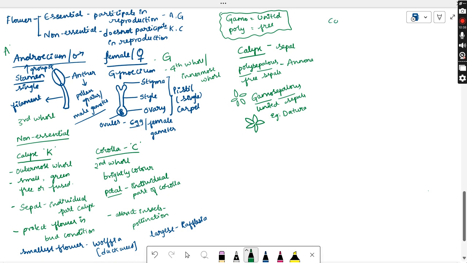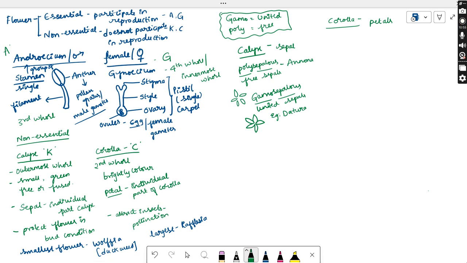The same words are there for the corolla also. As we discussed, the corolla is the second whorl of a complete flower. The individual members of this corolla are called the petals, which are brightly colored because different pigments are present in their vacuoles.